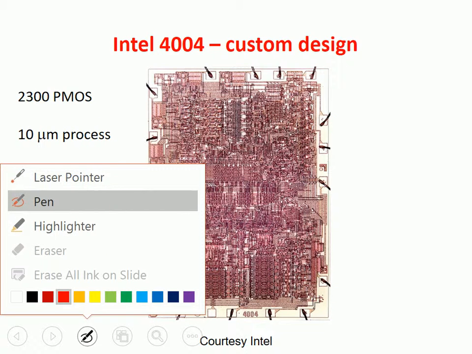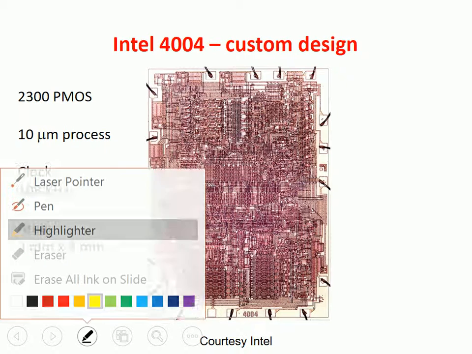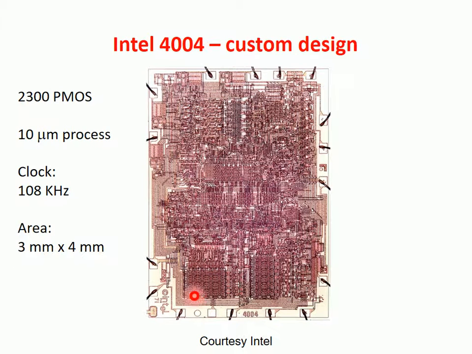Let me use the pointer. This structure is pretty regular. This other structure is also pretty regular, but the rest is really done by hand, and it is clear that it's done by hand. Also, the interconnections are not so regular. You see more or less they run around the periphery of the integrated circuit.